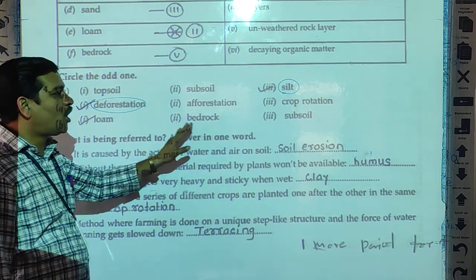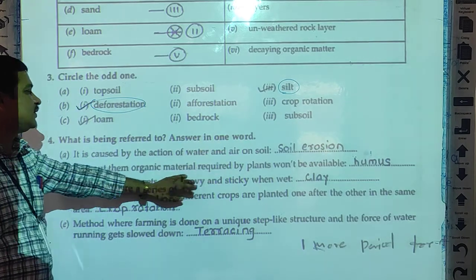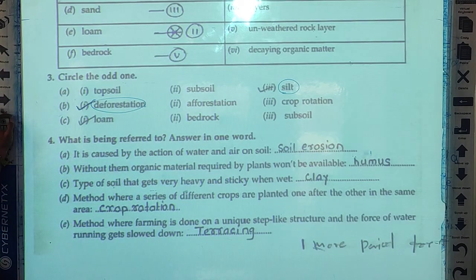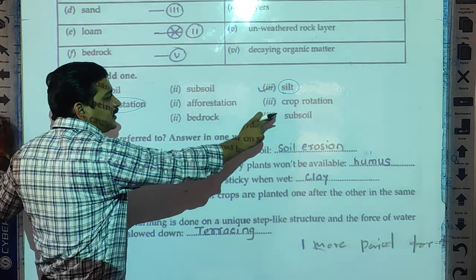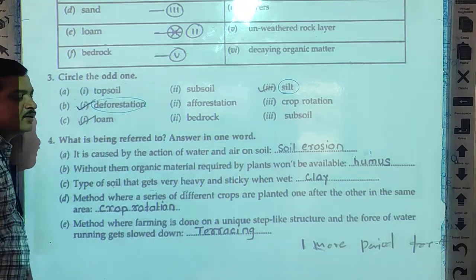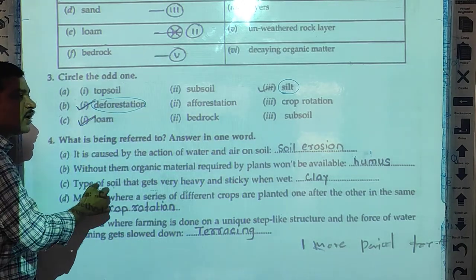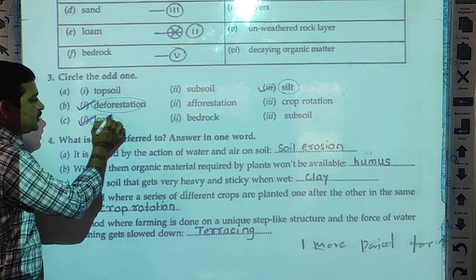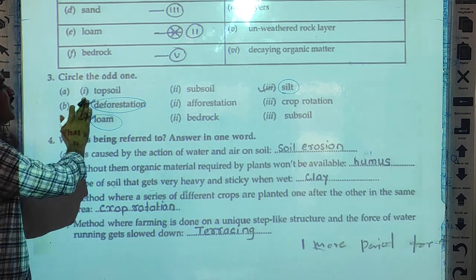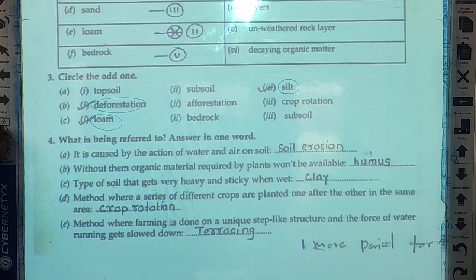Loam, bedrock, subsoil. Now what is this? Which one is the odd one? Bedrock and subsoil are the layers of soil. So here loam is the type of soil. So here you can make the circle. Okay, so this is the answer of this odd one type question.